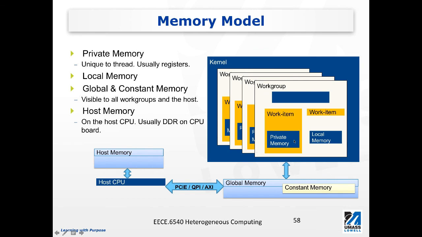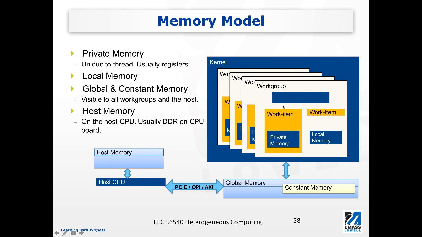Within the kernel, we differentiate local memory and private memory. Local memory, as we mentioned earlier, is specific to a work group, so different work items can share data through it. For each work item, or each work thread, it has its own private memory that cannot be visible to other work items, even in the same work group.